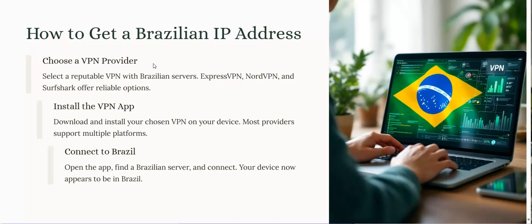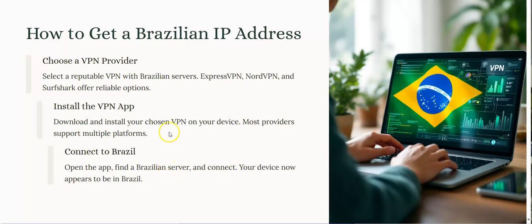So then you have to install the VPN app. Now, this could be an app on your phone or tablet, or you install a piece of client software on your PC, laptop, or whatever. NordVPN allows you to install on 6 different devices. I'm not sure about the other 2 I mentioned there, but you can check with them. And then connect to Brazil. You've got to connect your VPN to a Brazilian server if you want a Brazilian IP address. As soon as you do that, your device will appear to be in Brazil.